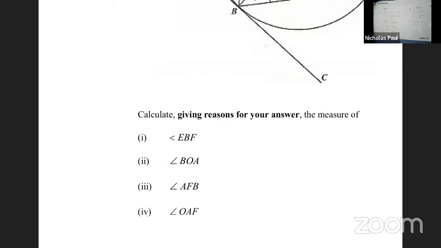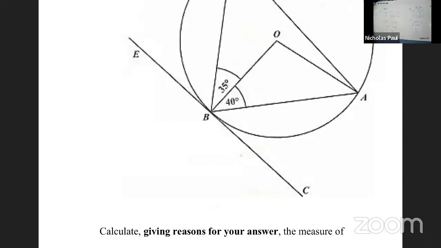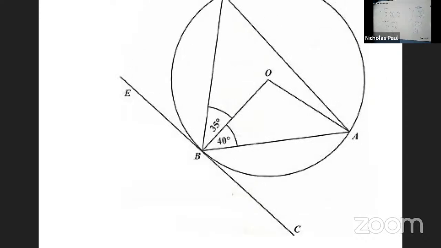All right, let's go. EBF. So EBF is here, right? So how do we explain that? We have to say that OBE is 90 degrees, right? Because a tangent meets a radius, angle is 90, right? So it means that EBF is equal to 90 minus 35, which is 55.